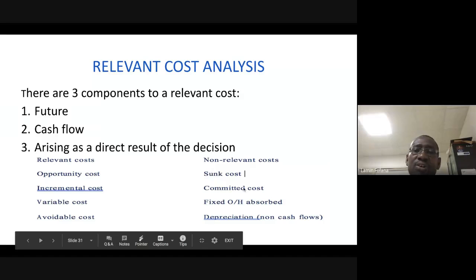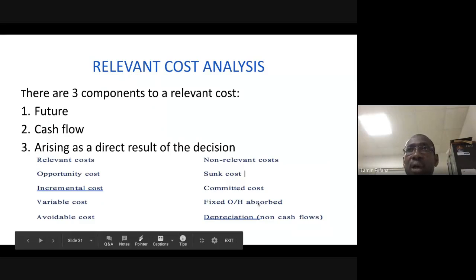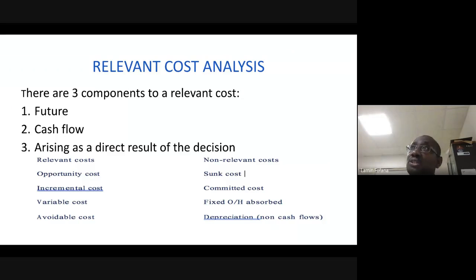So the non-relevant costs are sunk costs, of course, committed costs, and fixed overheads that have been absorbed, just like the fixed overheads we've been calculating when we are doing our absorption costing and when we are doing our ABC. Another one is our friend depreciation, and not only depreciation, but amortization and provisions. Just name them. There are lots and lots of costs that we consider when we're preparing our financial statements that do not physically exchange cash.